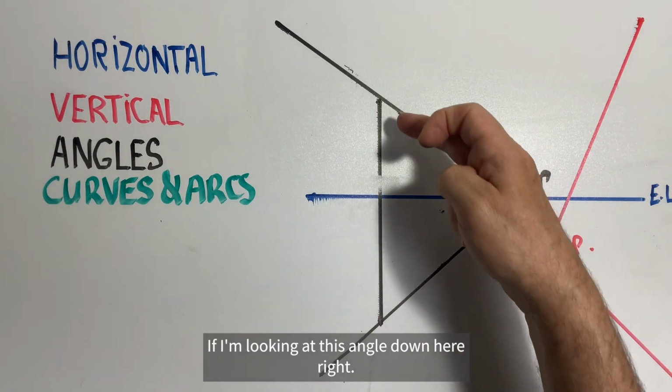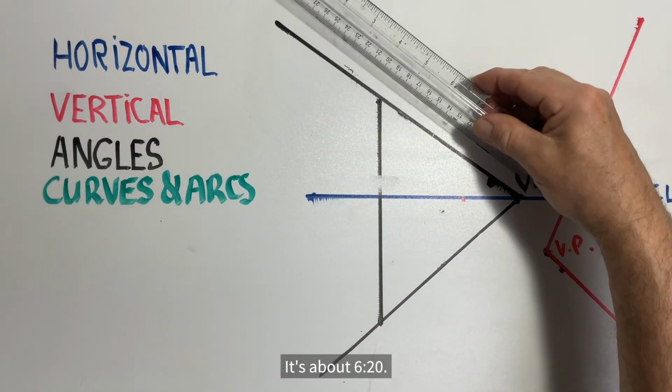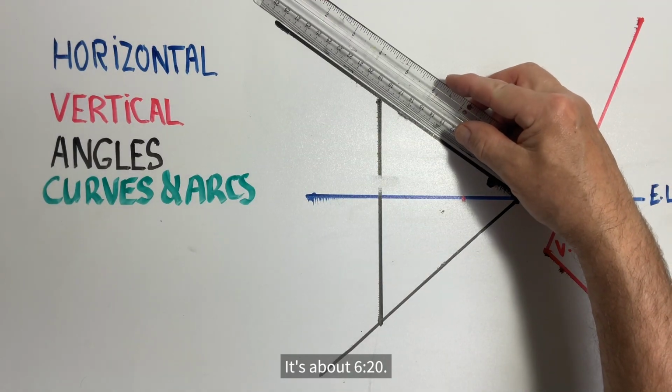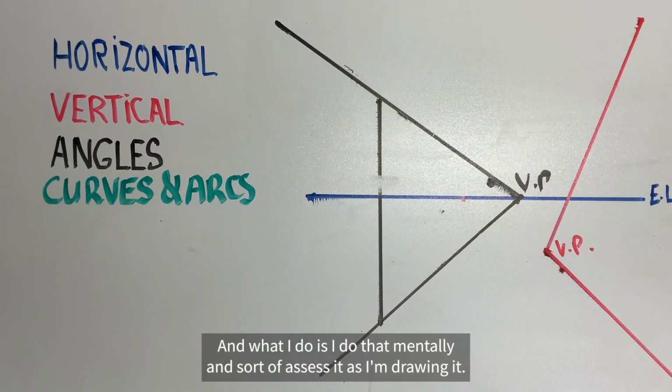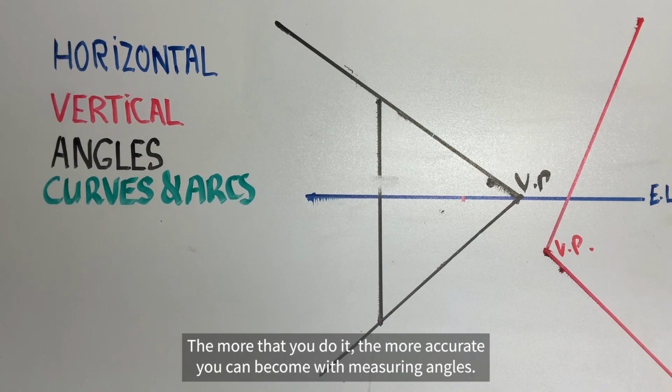If I'm looking at this angle down here, again it's 6, it's about 20 past 6. And what I do is I do that mentally and sort of assess it as I'm drawing it. I find that this gives me a looser approach to drawing. The more that you do it, the more accurate you can become with measuring angles.